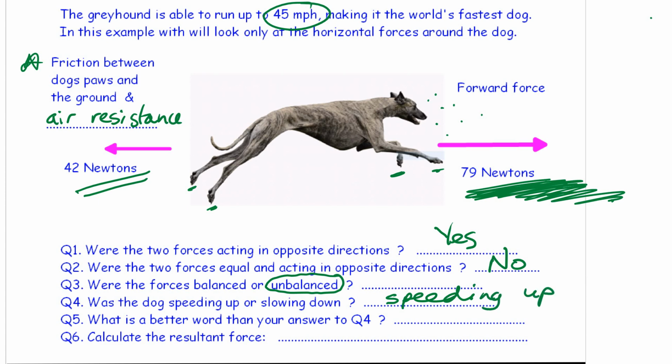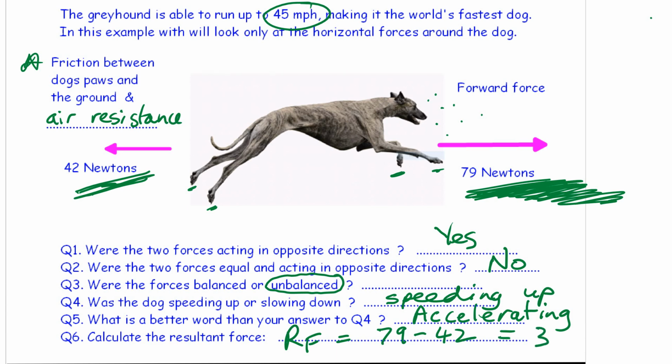Speeding up. What is a better word than your answer to question 4? If he's speeding up, he is accelerating. And the resultant force, remember, RF equals, now because these forces are in opposite directions, you take them away. 79 take away 42. Always use the larger one first. 79 take away 42 equals 37 newtons. And in which direction is this resultant force acting? It's acting towards the right.